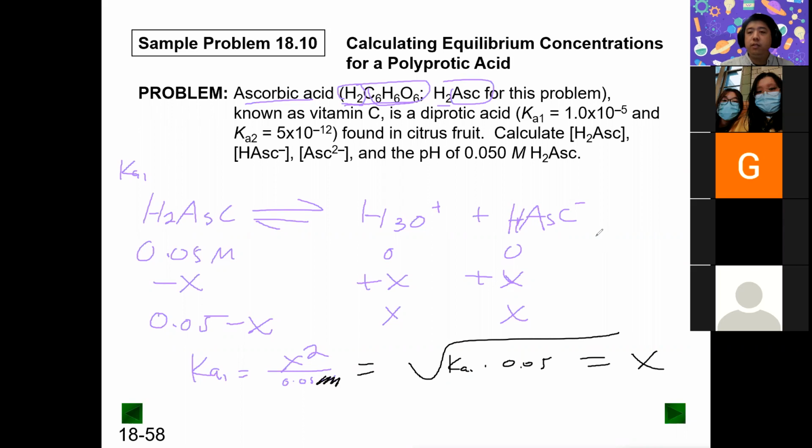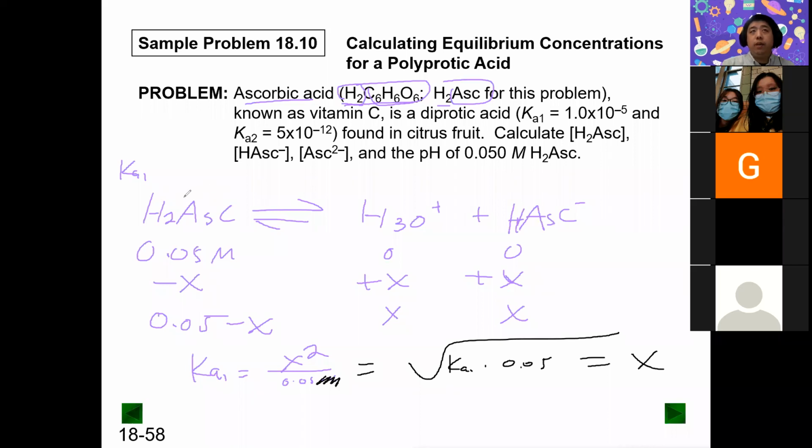Does that make sense? Oh wait, Professor, just out of curiosity, whenever it has H2CH6O6, that means that it's H2 plus whatever is becoming H3O and then the rest of it, correct?